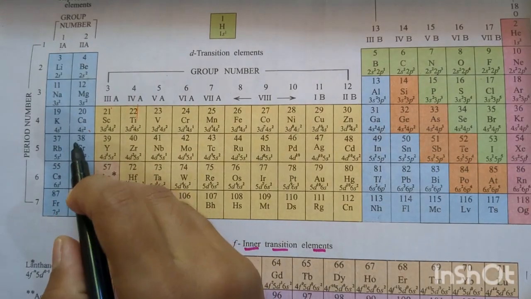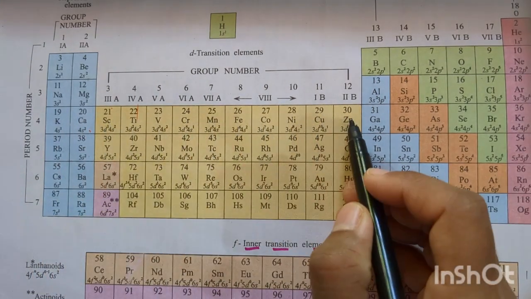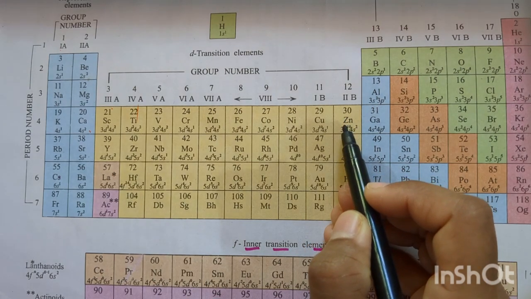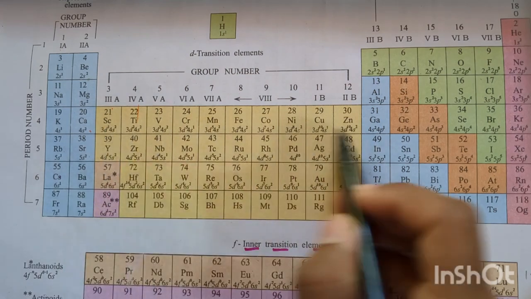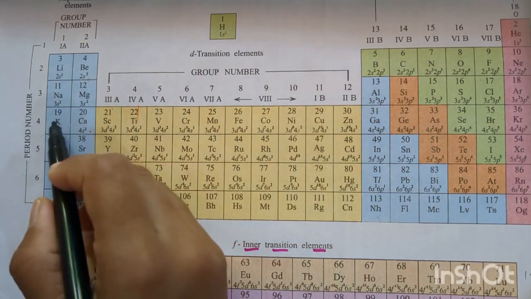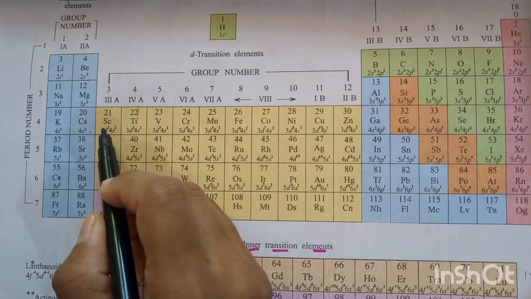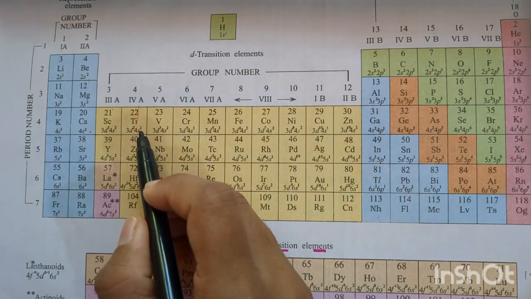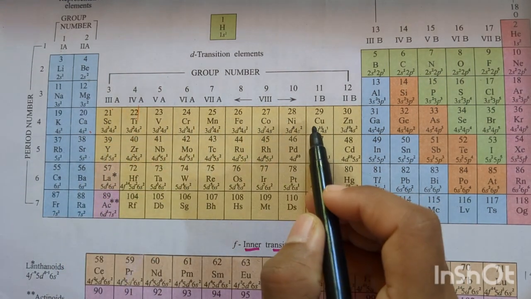So you see, in the fourth period, these yellow colored ones from scandium to zinc are the 3d transition series. These are the 3d transition series elements from scandium to zinc. That is the transition series in the fourth period. Across the fourth period, the transition series starts from scandium and ends with zinc. So these are the 3d transition series elements.